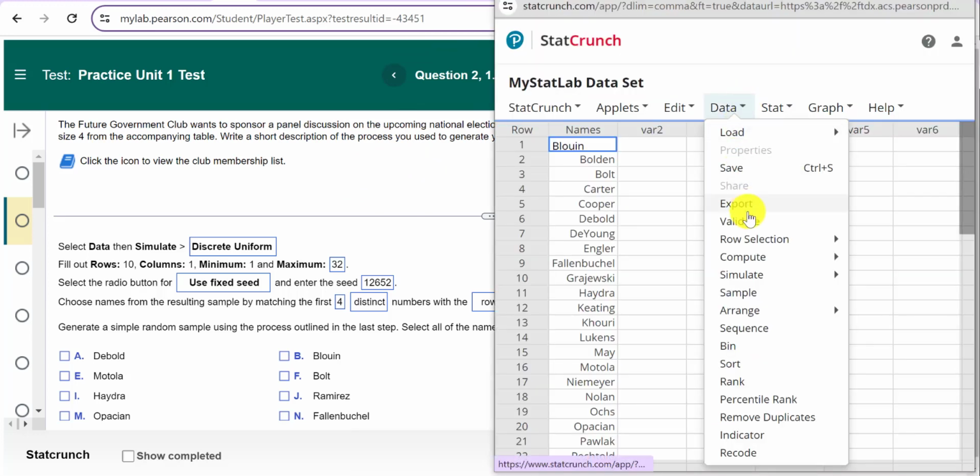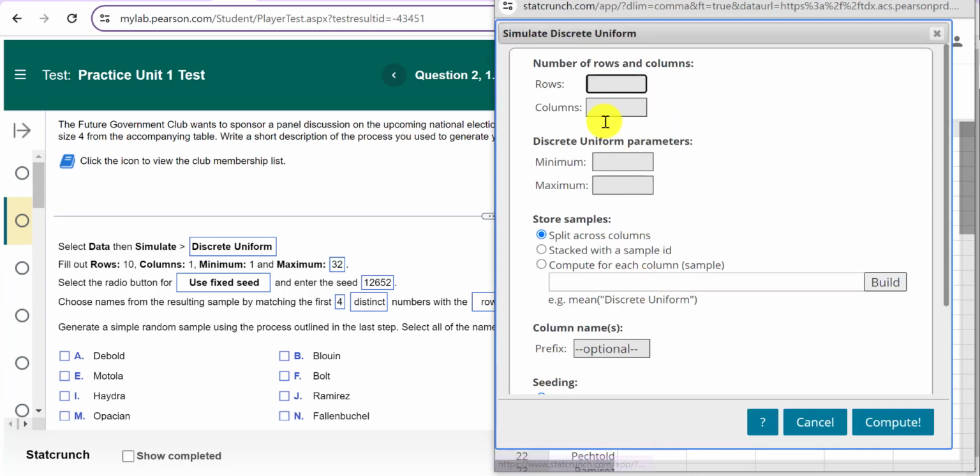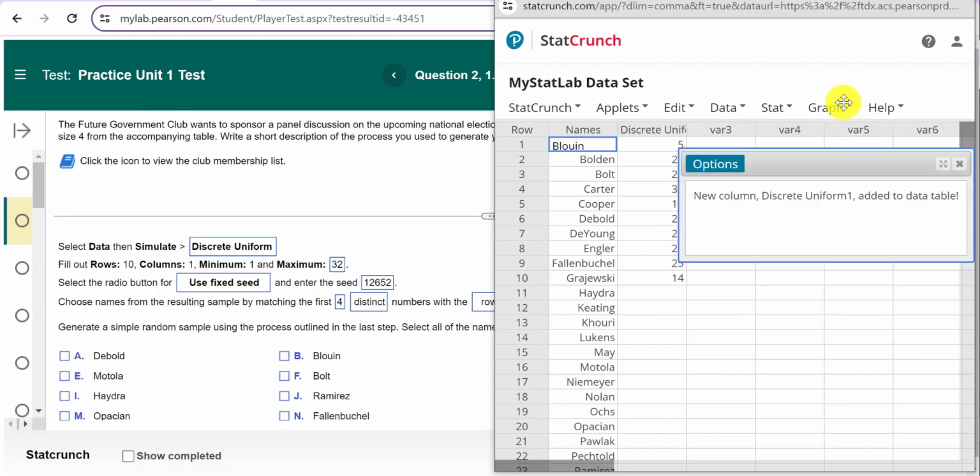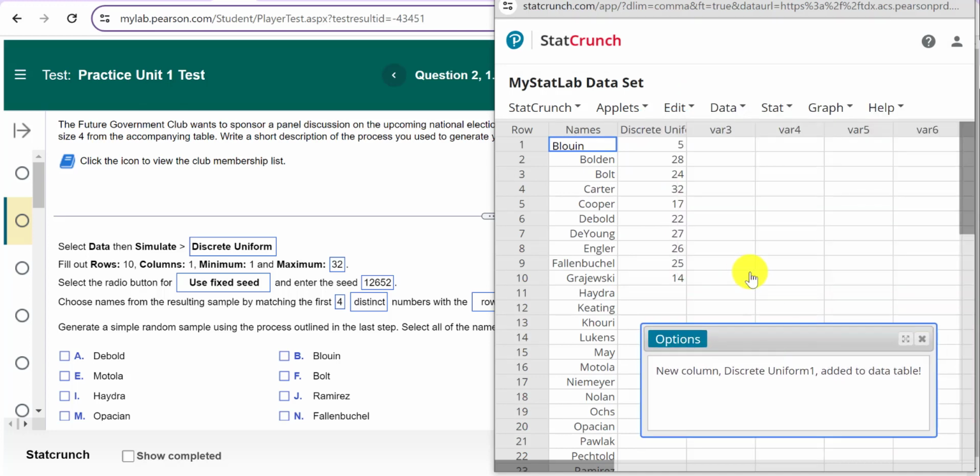So if we go to data, simulate discrete uniform, 10 rows, 1 column, minimum is 1, and the max is, since there's 32 names, it's 32. And we got to make sure we put in a fixed seed here, and they're saying it's 1, 2, 6, 5, 2. And compute. So it gives us 10 numbers, and you have to find the first 4 that are not repeated. So looks like 5, no repeats, 28, no repeats, 24, no repeats, and 32.